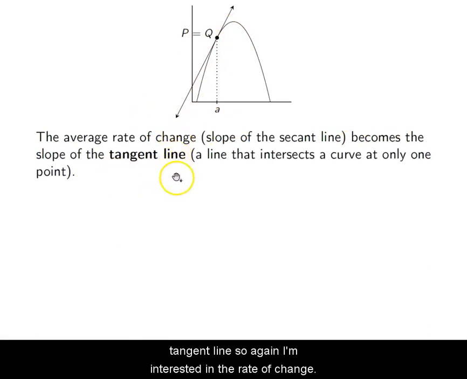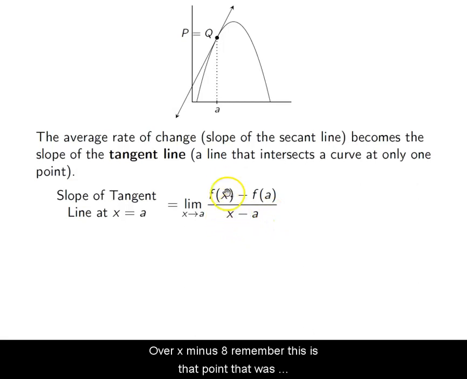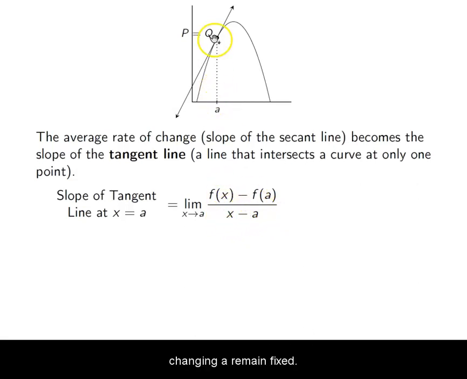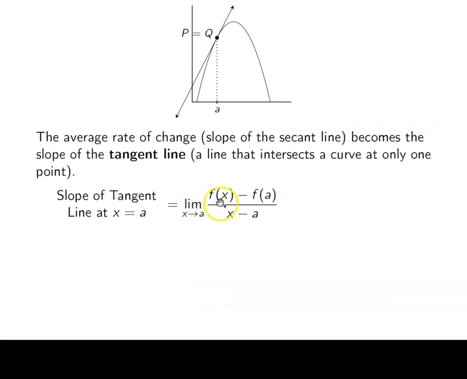So again, I'm interested in the rate of change there. The slope of the tangent line at x equals a is the limit as x goes to a of f of x minus f of a over x minus a. Remember, this is the point that was changing. A remained fixed. In all these cases, A stayed still, but the point Q changed, so its input value was changing. As a function, we can call that x, and its output was changing as well.